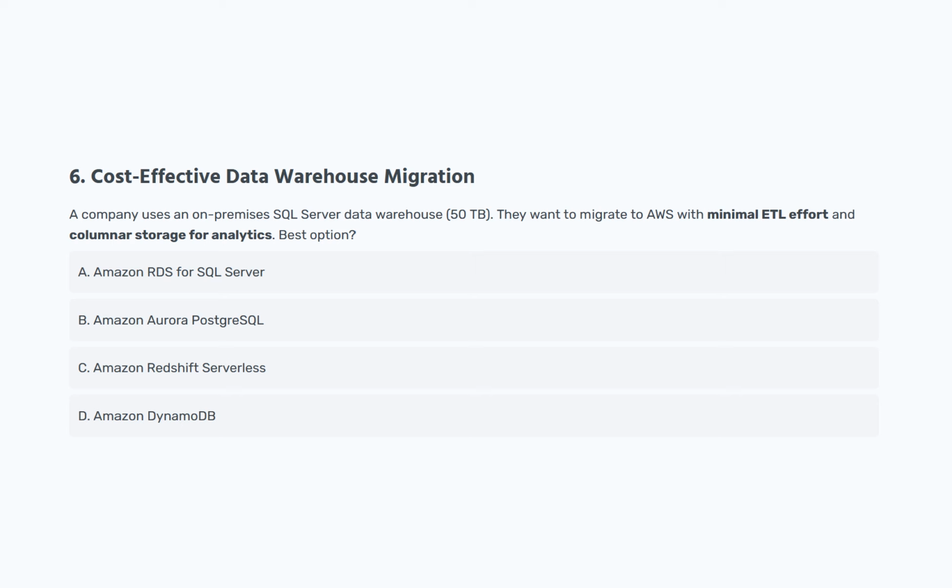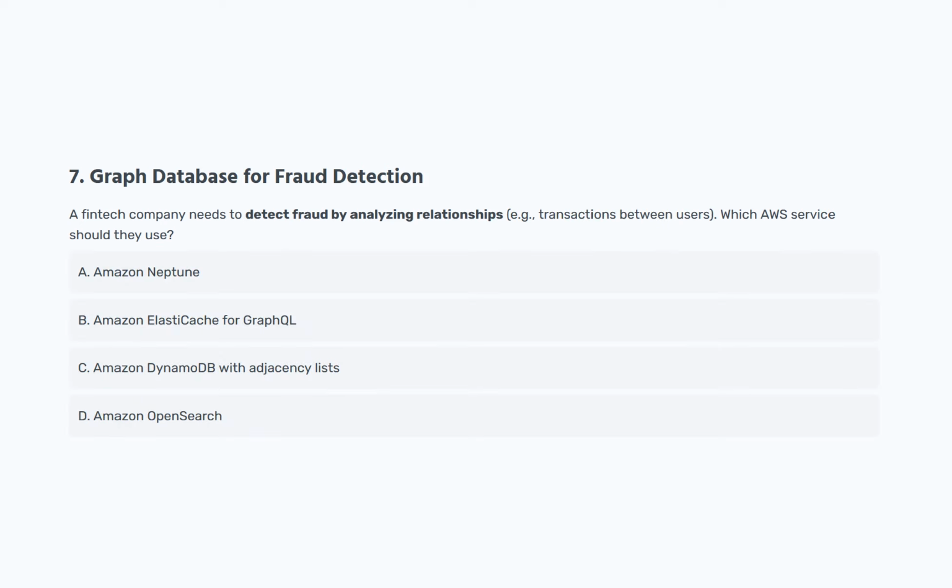So the options are RDS PostgreSQL, Aurora PostgreSQL, Redshift Serverless, and DynamoDB. It's going to be definitely Redshift. Columnar storage, serverless, parallel processing, a lot of things are there. So Redshift is the best option for this sort of data. All right, let's go to the next.